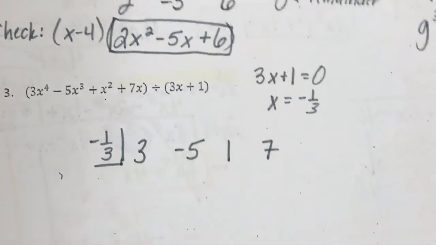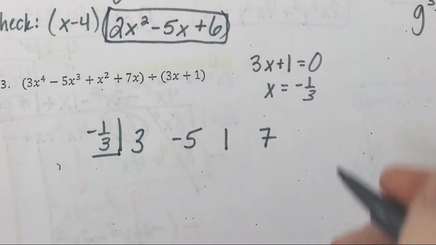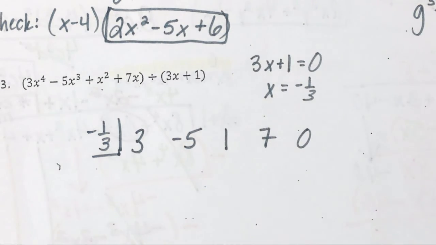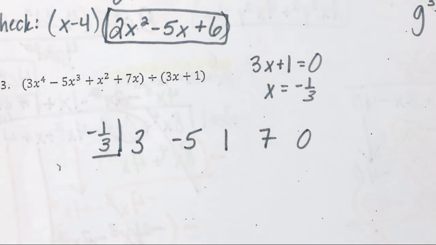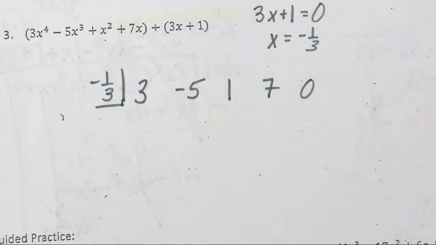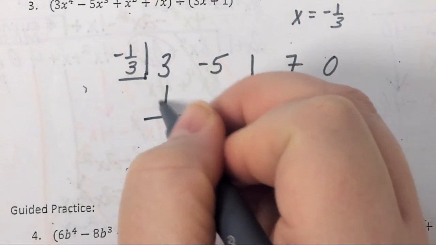I get that there is no constant term, so we can use a 0 here if we'd like as well. Because we have an x to the 4, 3, 2, 1, we don't have an x to the 0, so if you want to put in the 0, of course. Okay, so we can roll with it from here. I can drop down my 3.